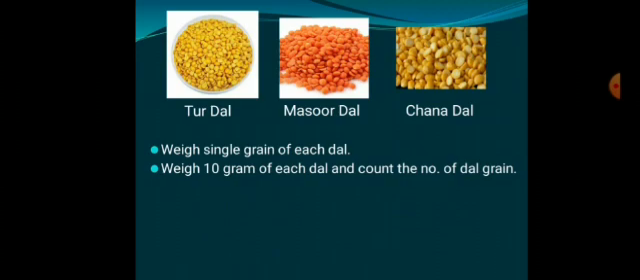This slide will help you understand the concept well. Three different types of dal are shown on this slide: tur dal, masur dal and chana dal. Weigh each grain of each dal. Will it be the same? Will the weight of a single grain of each dal be the same? No, it will not be the same. The mass of each grain will be different.